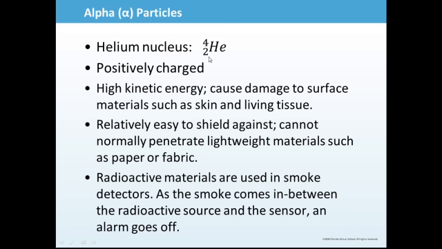An alpha particle is basically just a helium nucleus. So this is how we represent it. Write it down, you must know that. An alpha particle is positively charged because the electrons are no longer there. It has high kinetic energy and can cause damage to surface materials such as skin and living tissue. Relatively easy to shield against. Alpha particles not too dangerous.